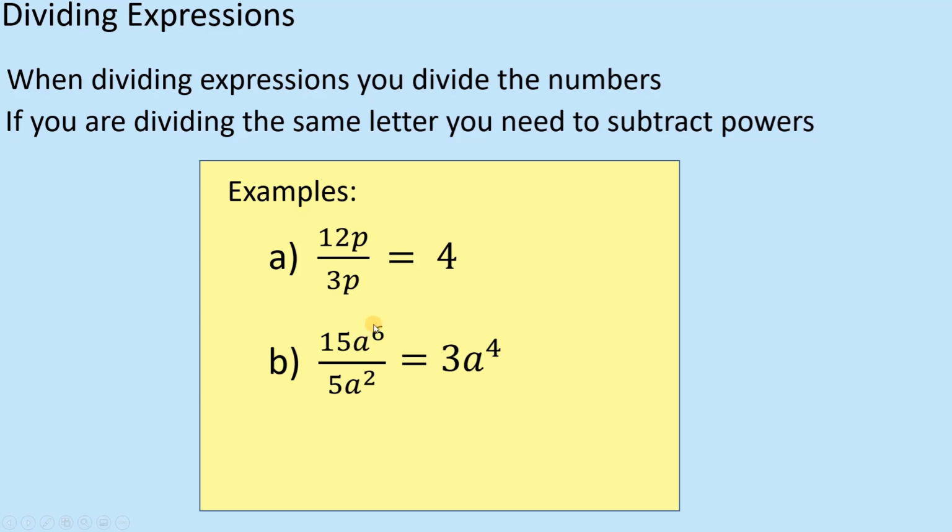But the idea of a to the 6 divided by a squared is that you've got 6 a's at the top, you've got 2 a's at the bottom, and so that means 2 of the a's, top and bottom, will cancel each other out, and you're left with the 4.